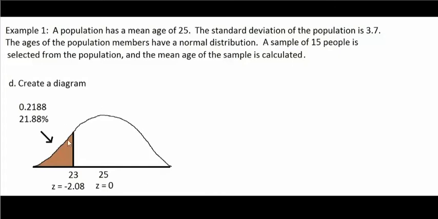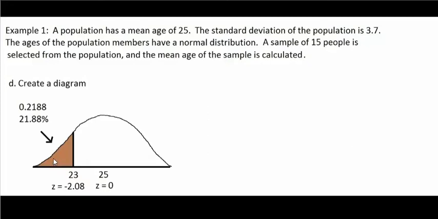And here we have, once again, we're going to put the number we turned into a z-score, which in this case is 23. The z-score it turned into, which is negative 2.08. The mean of the population, which was provided, 25, at the center. And remember how the population mean always has a z-score of 0? So put that under here as a reference point, just like you did earlier this semester.